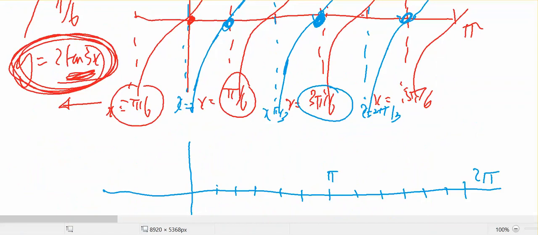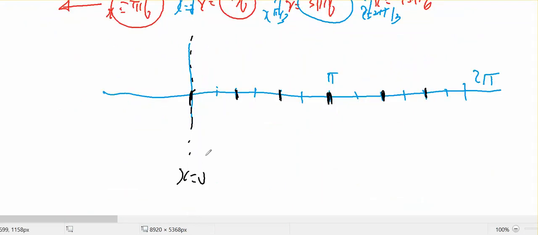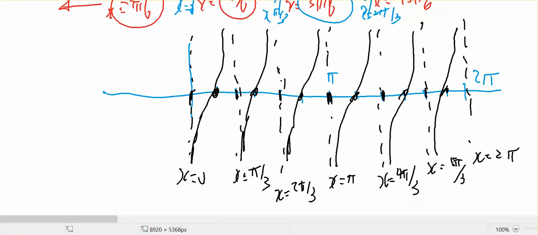I have asymptotes at 0, pi on 3, so it's 2 pi on 6, x equals 0. So that's what my curve looks like in black. I've got all my asymptotes at 0, pi on 3, 2 pi on 3, 3 pi on 3, 4 pi on 3, 5 pi on 3. The x-intercepts are at pi on 6, 2 pi on 6, 3 pi on 6, which is pi on 2, 4 pi on 6, 5 pi on 6, 6 pi on 6, 7 pi on 6, up to 11 pi on 6, and that is my final graph.